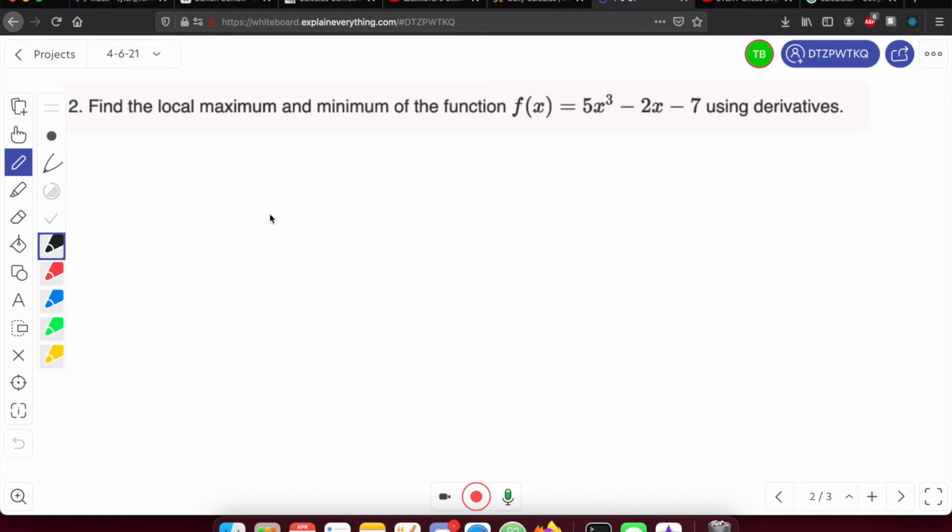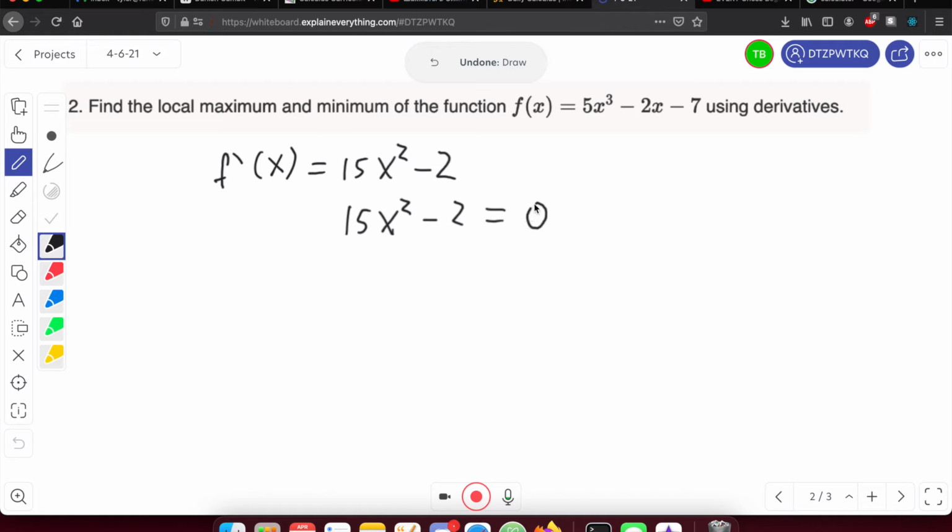Question 2. Find the local maximum and minimums of the function f of x equals 5x cubed minus 2x minus 7 using derivatives. So in order to find the local maximum, we need to take the first derivative of the function. We just use the power rule, so 3 times 5 is 15, x squared minus 2, since the derivative of negative 2x is just negative 2. Now we just need to find the value of x when this function is equal to 0.